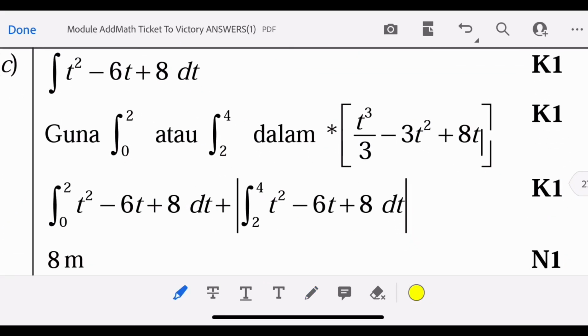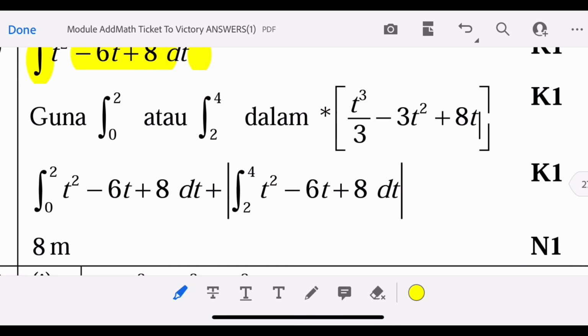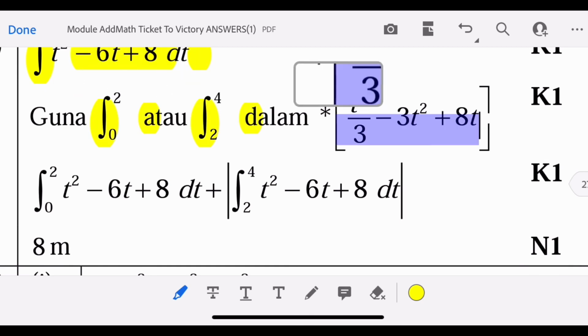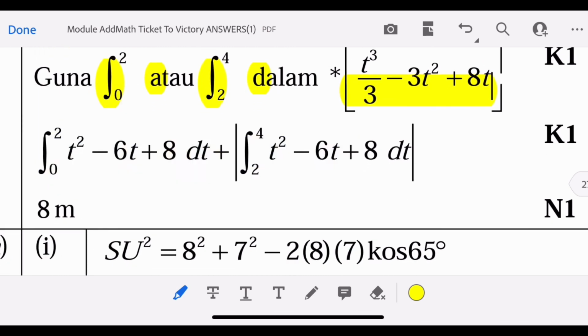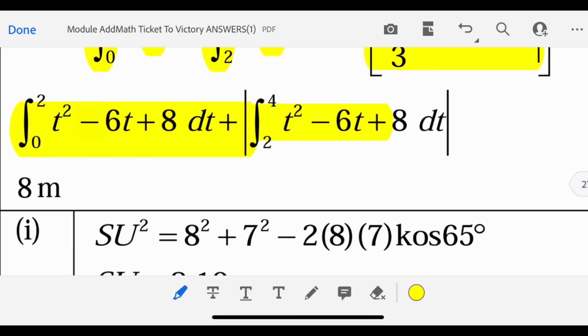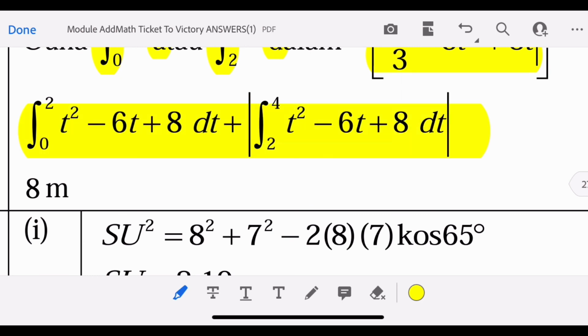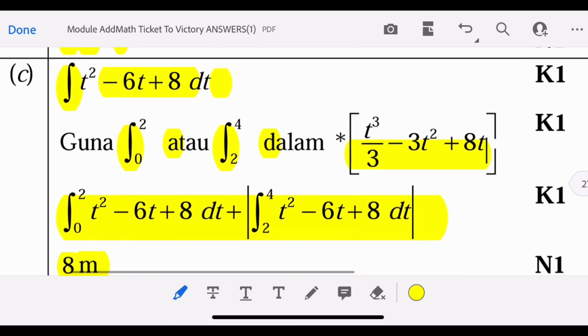And for part C, we have to integrate the velocity function to get the displacement. So the time should be from 0 to 2 and 2 to 4. So we will integrate. If you know how to integrate, you will have 1 mark. After that, you substitute the time from 0 to 2, and from 2 to 4, the displacement will be negative. Because we want the distance, we must use a modulus, right? So the answer is 8 meters. So that's the answer for part C.